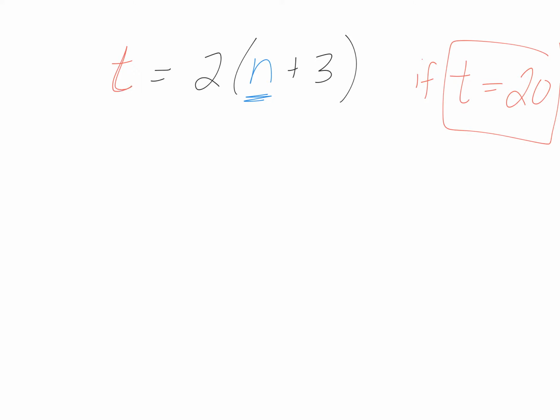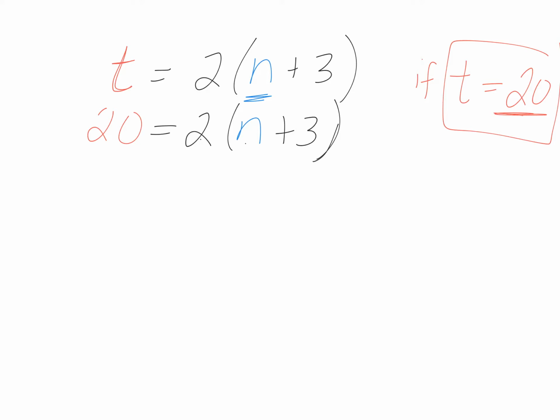We're going to replace t with the value of t, which is 20. And I want you to line this up, okay? Keep it in order. 20 equals 2, and we still don't know n. So we're going to leave that as n plus 3, okay? Now we have 2 bracket n plus 3. That means that we're going to take 2 and multiply it by n and multiply it by 3. So we have to use distributive property.